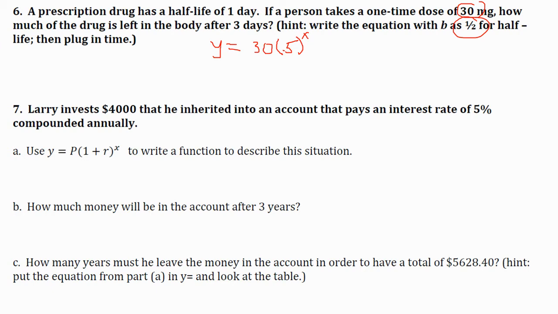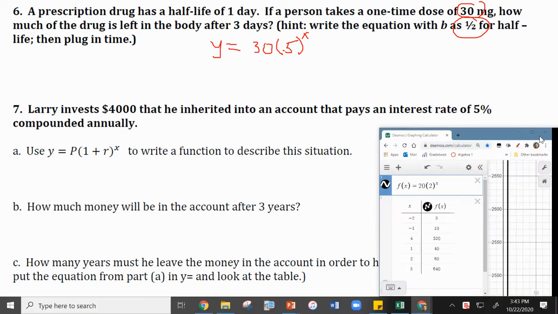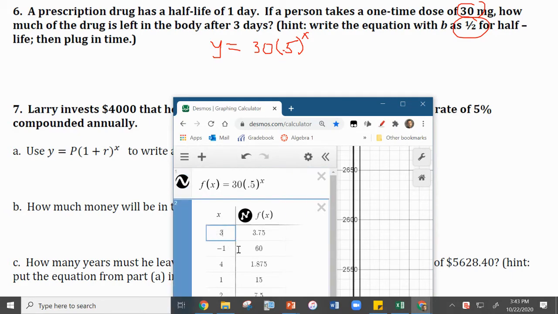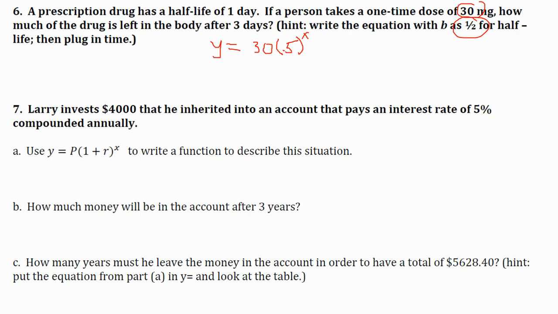Now, it wants to know after 3 days, where are you going to be? And so all I need to do is go over to Desmos and type it in, 30, and then times 0.5 to the power of x. And then after 3 days, it would be at 3.75. So it goes down pretty fast, right? So 3.75. All right, good.